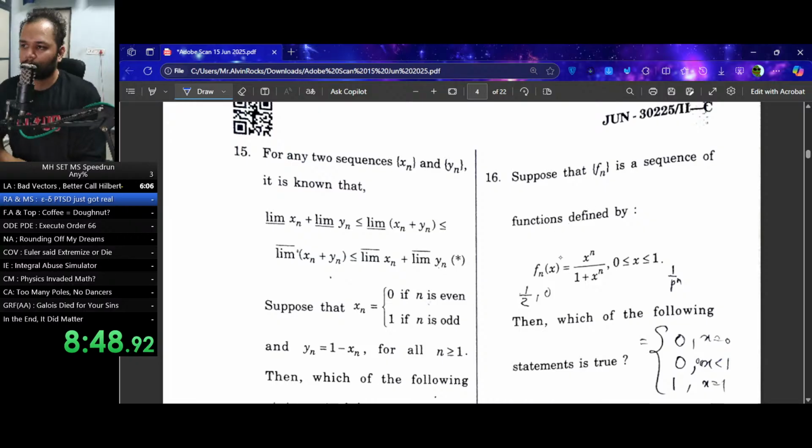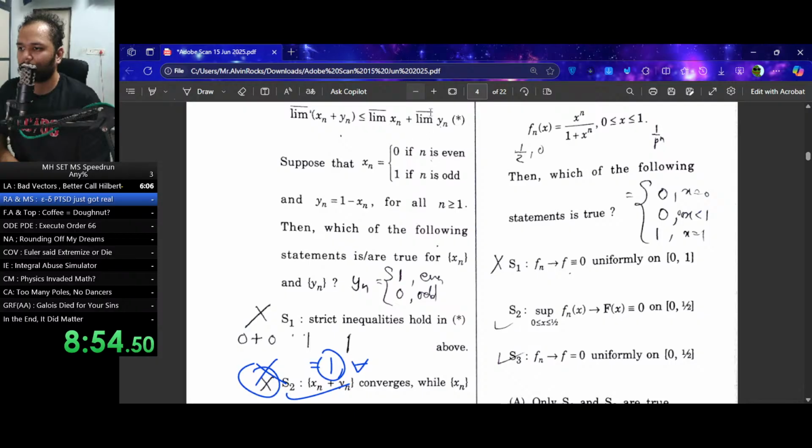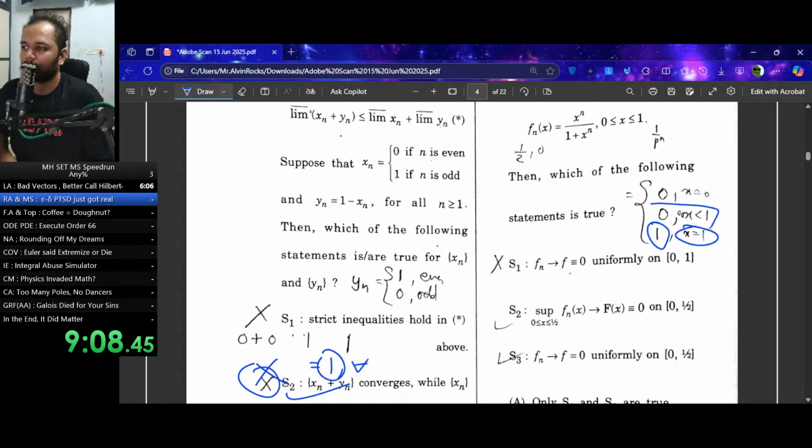Right, f is a sequence defined like this, then which of the following statements is true? Sequence is uniformly convergent. No, not really. Because if it is limit, but it's pointwise, it is discontinuous at x is equal to 1, so not possible. Supremum identically 0 because at 1 by 2, any number in between will be 0 because 1 by p to the power n this type of form. So it will tend to 0, so it is identically 0, that is correct.